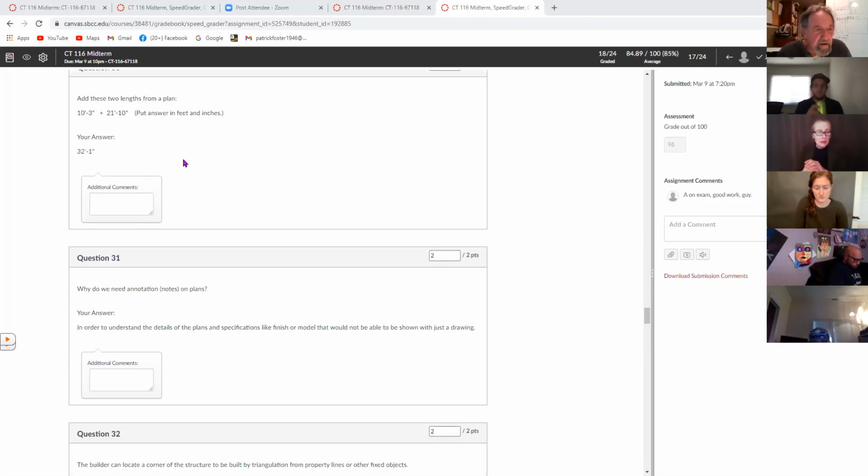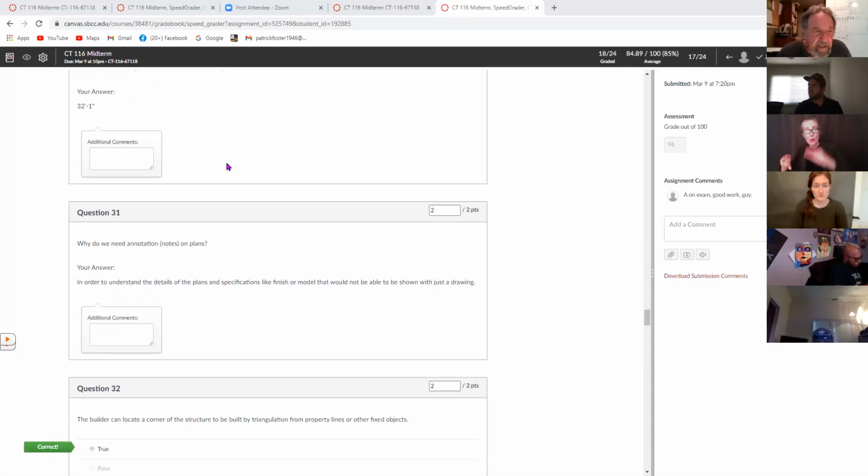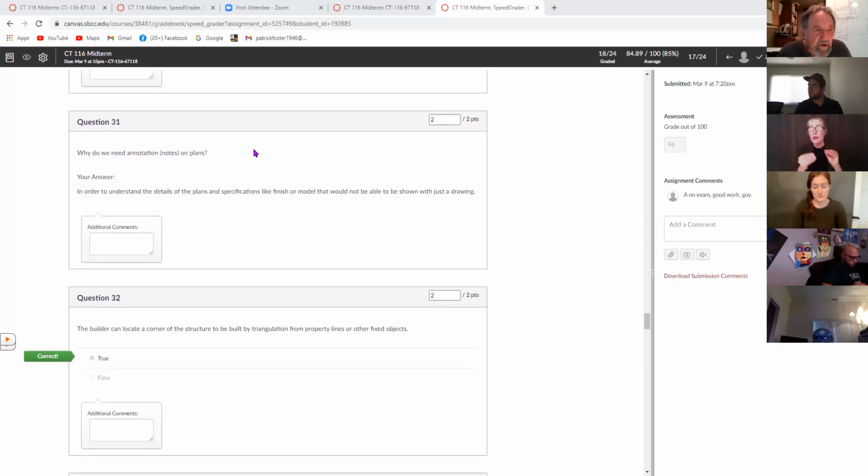So I think most people have the idea of carrying, and moving a unit from this column to the next one. That's the basic principle. If you got that, you got it made. Okay, 31.